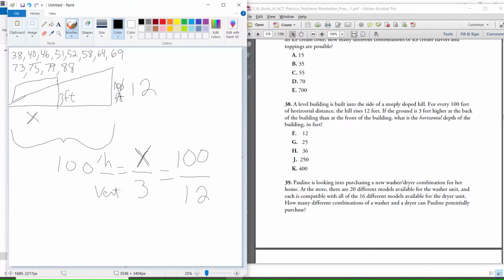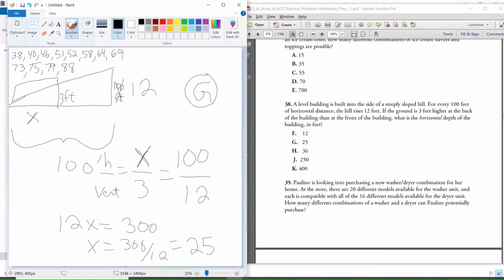And all we have to do to solve that is cross multiply: 12x equals 300, x equals 300 divided by 12. You can do it on your calculator, but I'm going to try to do it by hand. 12 goes into 30 2 times. 2 times 12 is 24, and that gives us 60, and that's 5. So 25 should be our answer, which is G, as in great.